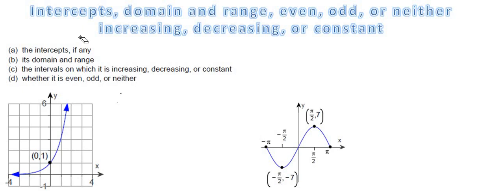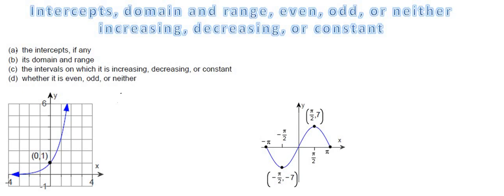Today I'm gonna talk about the properties of a function, including intercepts, domain and range, even, odd, or neither, increasing, decreasing, or constant. Now let's take a look at the first example.